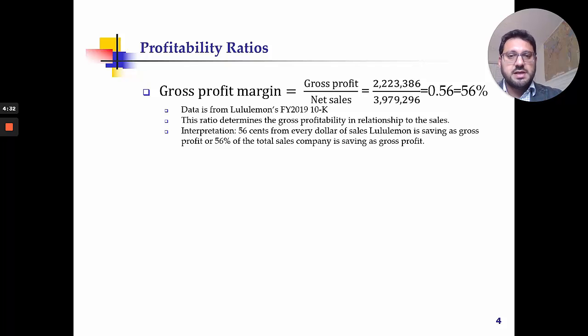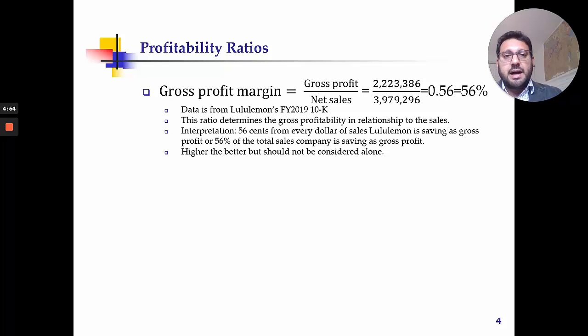So it means that a fixed 56% of the total sales of the company is getting saved as gross profit. Now, over the period, if this ratio is increasing, it's a good sign. A higher ratio means that your cost of goods sold is less and you are actually having more gross profit at the end of the day.